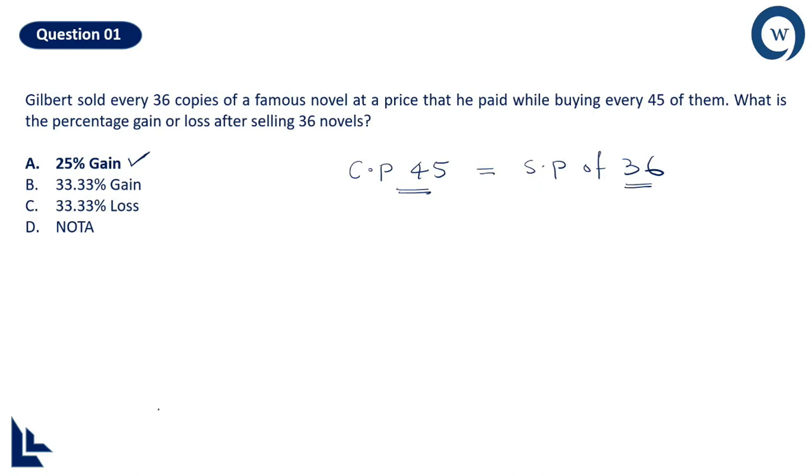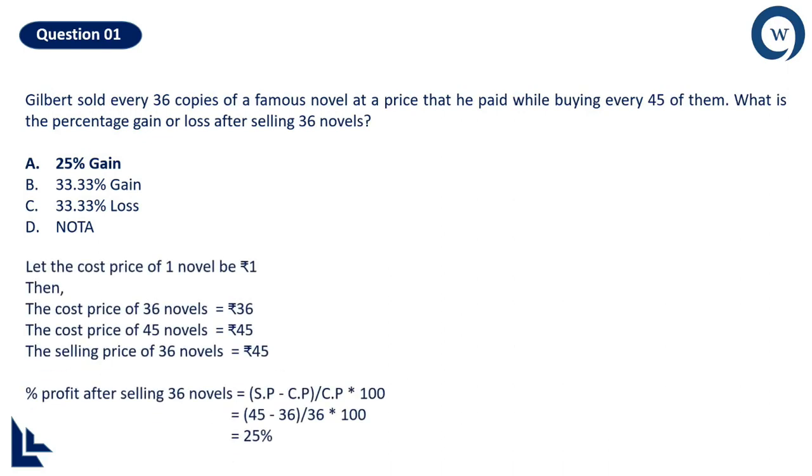However, you need to know how to solve this problem, and let me just give you a long cut method to solve this, and the long cut is here. I'll explain this long cut first. You need to assume that the cost price of one novel be 1 rupee, and then the cost price of 36 novels will become 36 rupees, cost price of 45 novels will become 45 rupees.